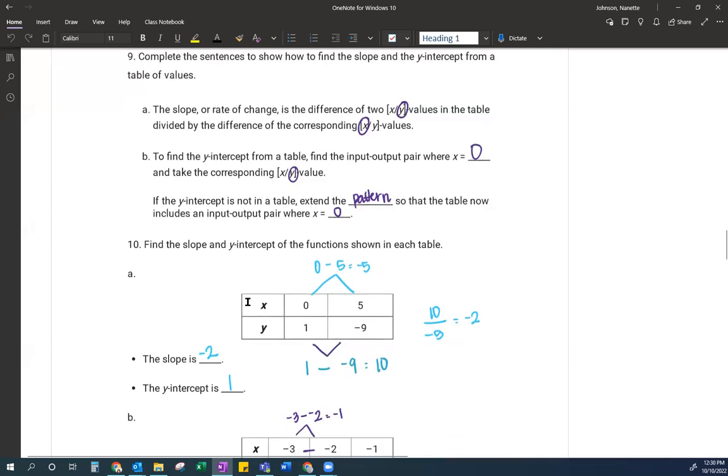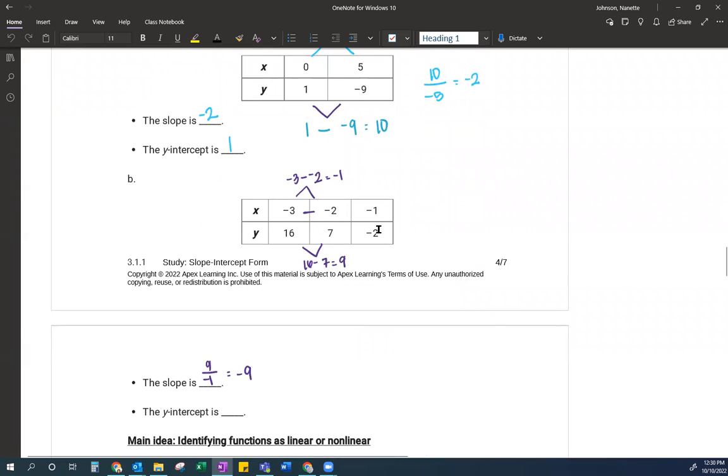And then my y-intercept is, let's see, from the table, the input-output where x is equal to 0. Uh-oh, I didn't get a 0. So what I want to do is put a 0. Oh, a 0 would fit perfectly right here, right? So if I go this way, -3, -2, -1, 0. If you notice this pattern, it's going down by 9. Down by 9. So if I go -2 minus 9, that would give me -11. And so that's what my y value right there would be. So that's my intercept, -11.